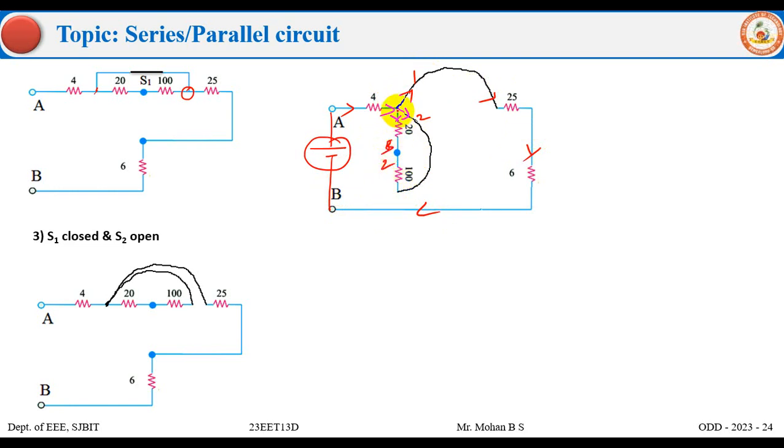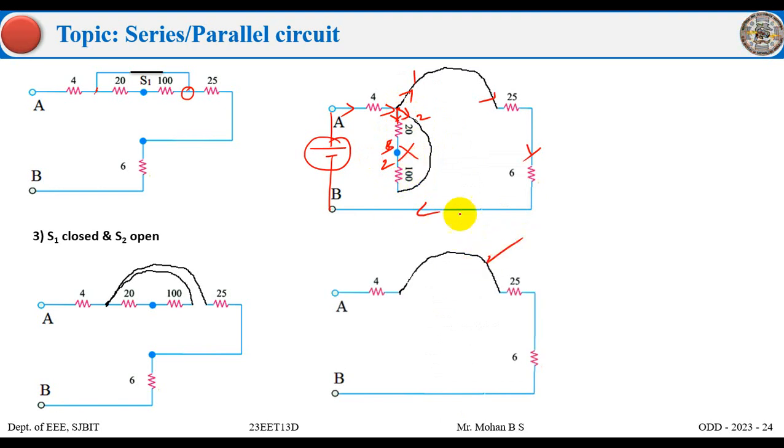The current cannot come out from the same junction. I repeat, the current cannot come out from the same junction. So this is actually a closed loop. The current will neither enter from this, nor come out from this. So we can neglect this loop and rewrite this circuit diagram, which is now reduced, and we can say that 4, 25 and 6, all these three are in series, and the answer is 35 ohms.